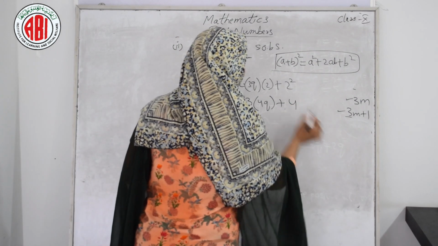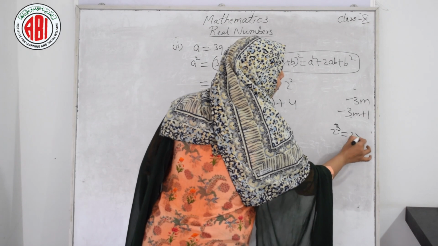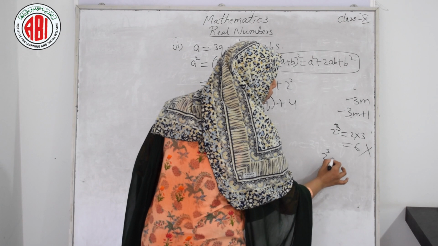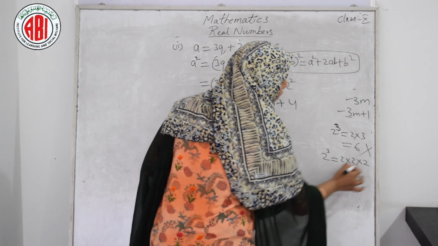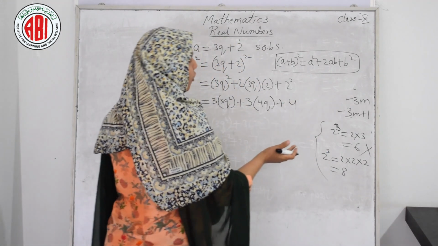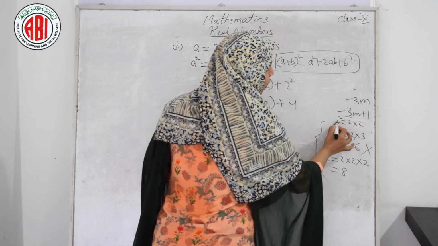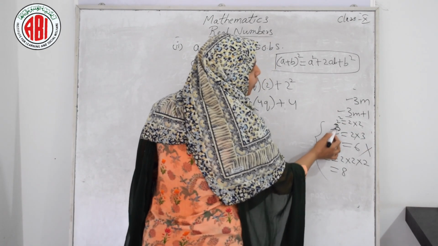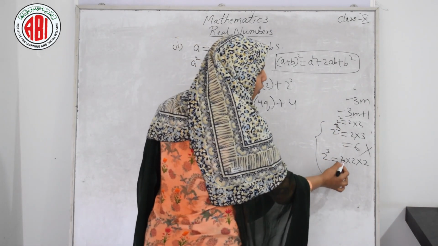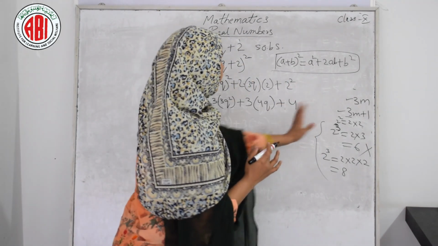Sometimes the students will do wrong calculations. Suppose 2 cube: they will write 2 into 3, which is 6. This is the wrong thing. 2 cube means 2 into 2 into 2. This is not there in the problem, but I just want you to understand these things. 2 square is nothing but 2 into 2. Students will do 2 cube as 2 into 3. This is the wrong way. So here I am writing 2 square means 2 into 2 in this way. So we got 4.